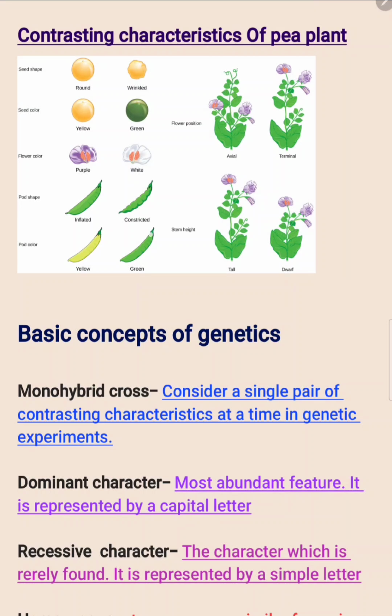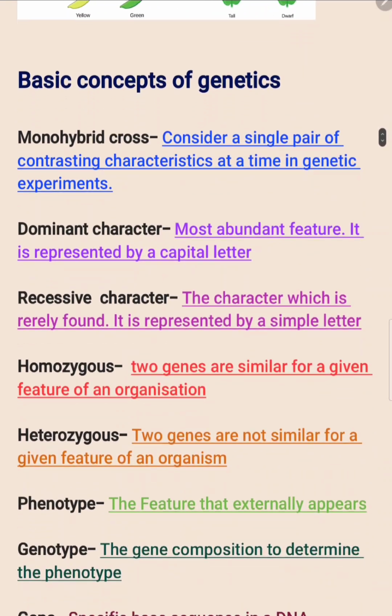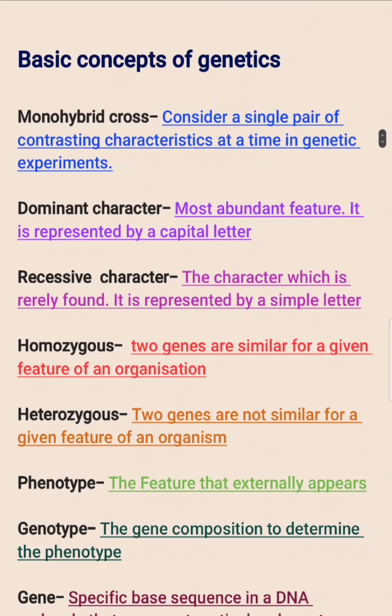Pod shapes are inflated and constricted, pod colors are yellow and green, and flower positions are axial and terminal flowers. And the last contrasting characteristic is stem height. It's tall and dwarf. Mendel did his experiment on these contrasting characteristics. Before moving to draw the genetic maps, let's move into the basic concepts of genetics.